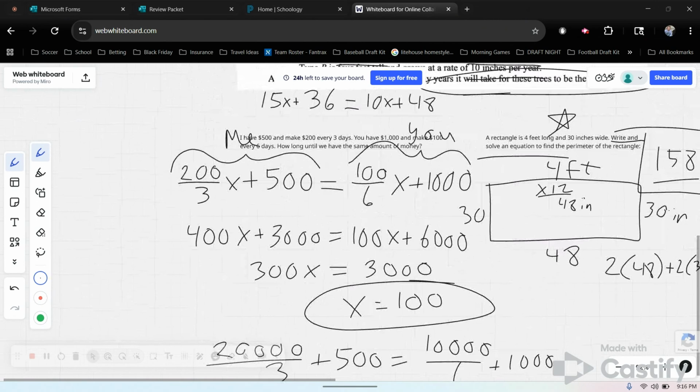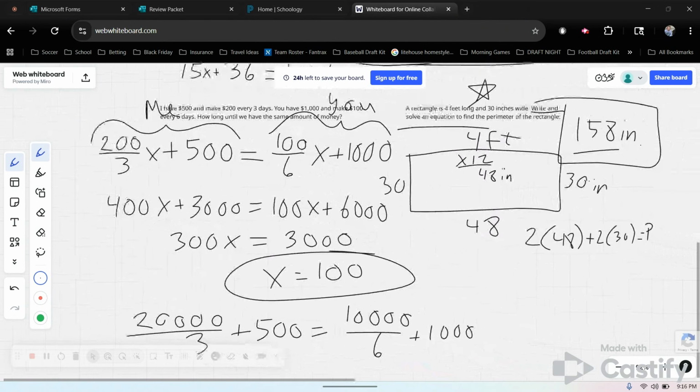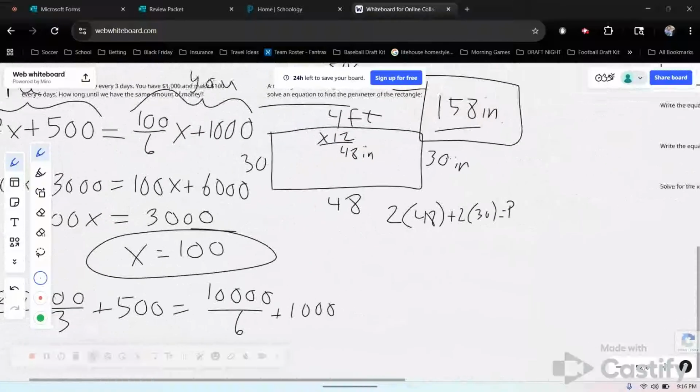You know what? I'm going to commit and trust my math. If I did something wrong, first person to correct me gets candy and a bonus point. But I'm pretty sure I did nothing wrong. So x equals 100 days.